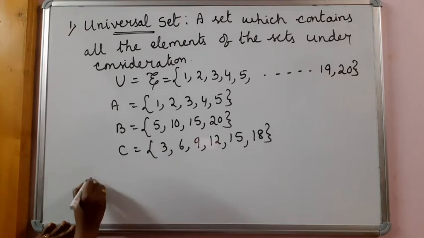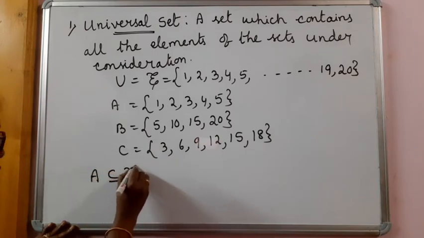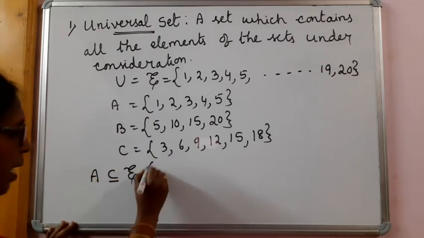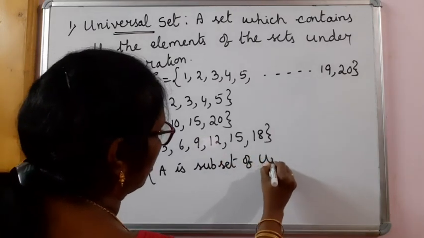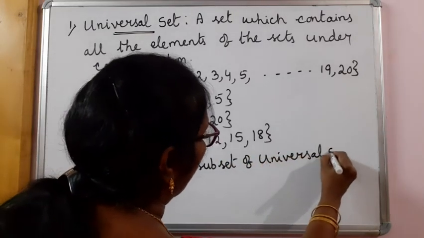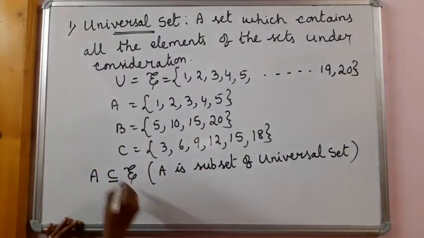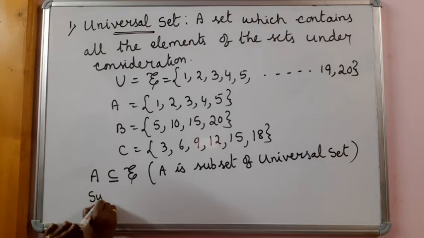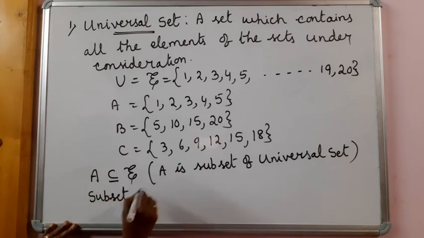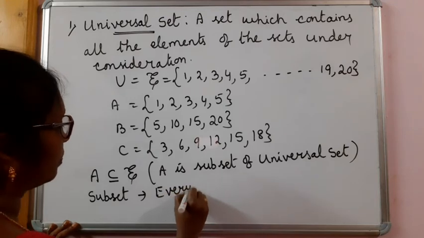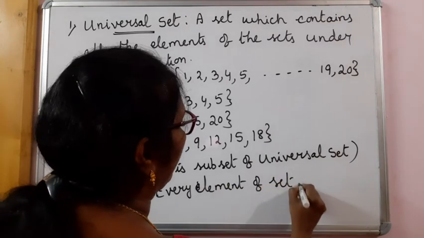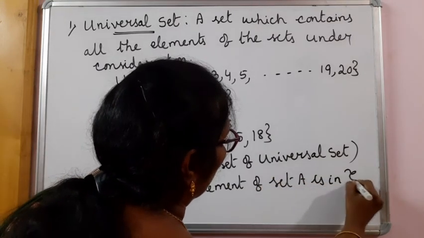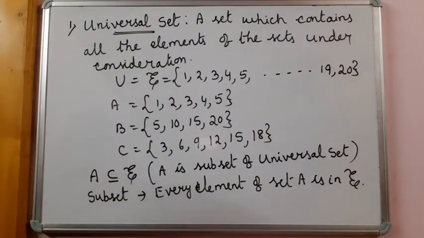We can say that A is a subset of the universal set. That means every element of A is present in the universal set. Subset means every element of set A is in the universal set. That's why A is a subset of the universal set.